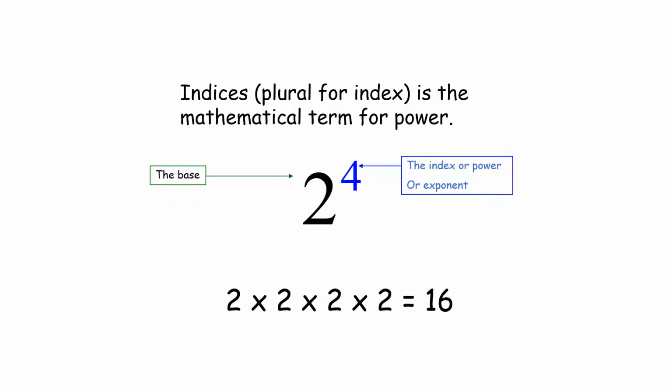So let's take an example of 2 to the power of 4. 2 is the base, that's the big number, and 4 is the power or the index or the exponent. Do get in the habit of saying 2 to the power of 4. Often students go 2, 4 or 2 times 4 when it's not. They're very different things. So do get into the habit of saying 2 to the power of 4.